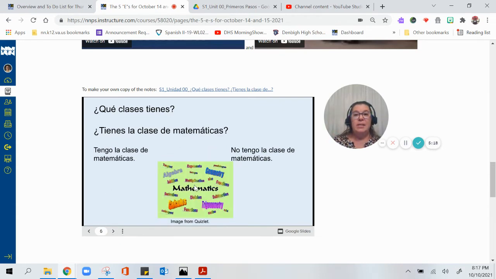Matemáticas. Okay, some of you guys are taking álgebra. Some of you guys are taking álgebra 2. Some of you are taking trigonometría. Some of you are taking análisis de matemáticas. And some of you are taking cálculo. I'm only going to check you, assess you on the word matemáticas.